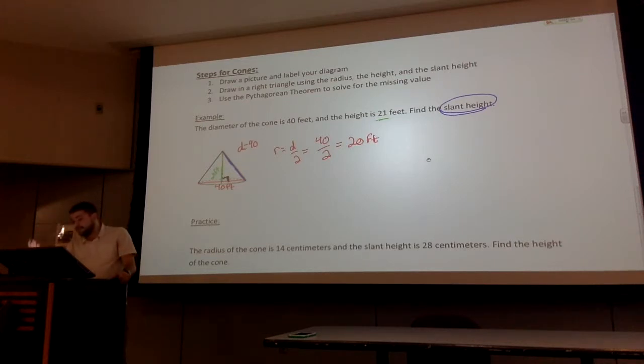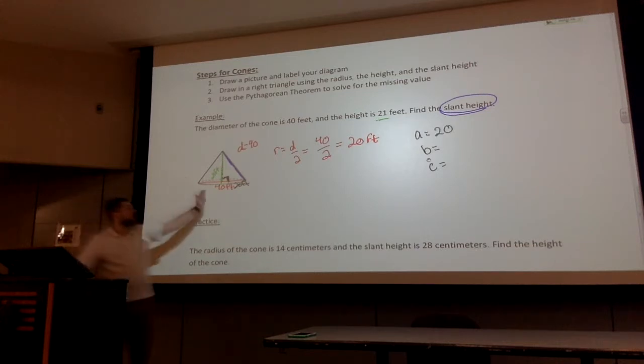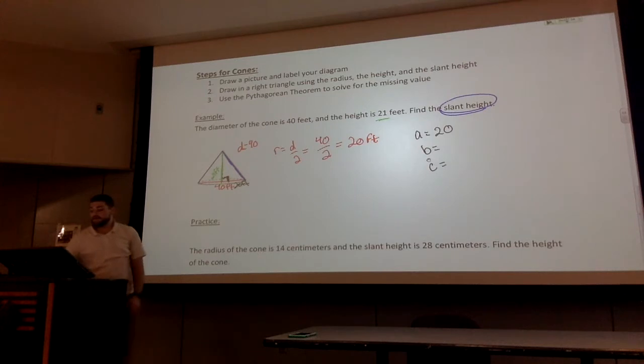Now we're going to label our variables and say A equals, B equals, and C equals, like we've been doing. And now this new side we're using is 20 feet, so A is going to equal 20. B, which is our height, is going to be 21 feet. And C is going to be that question mark, because C is representing the slant height because it's opposite the right angle.